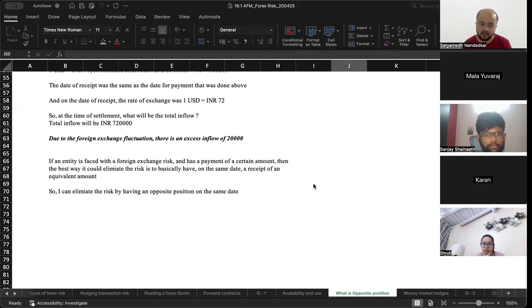So many of our risk management instruments make use of the opposite position in order to get rid of the risk.